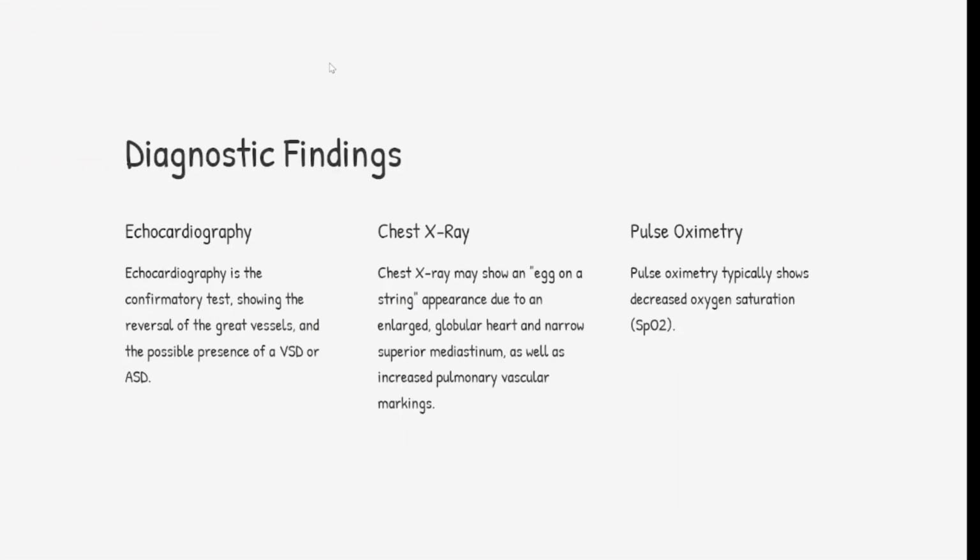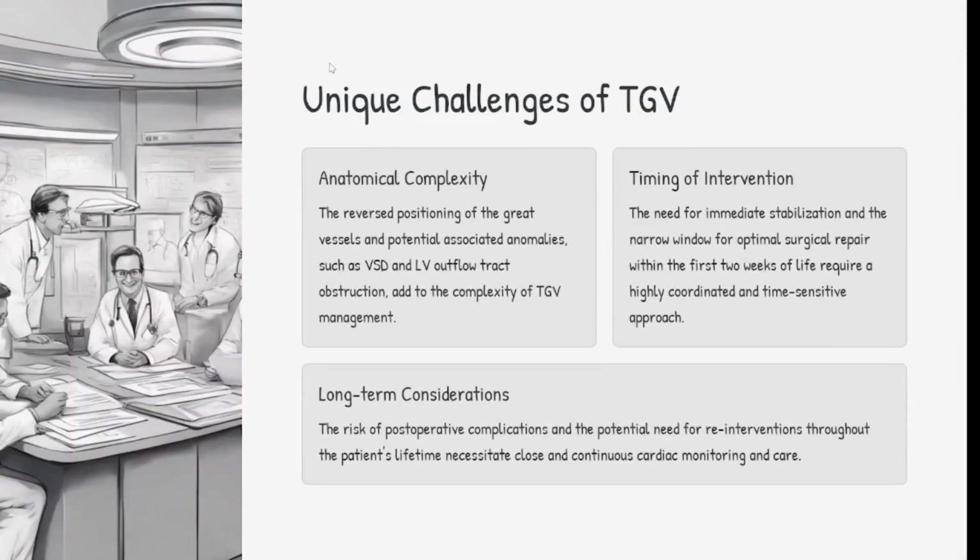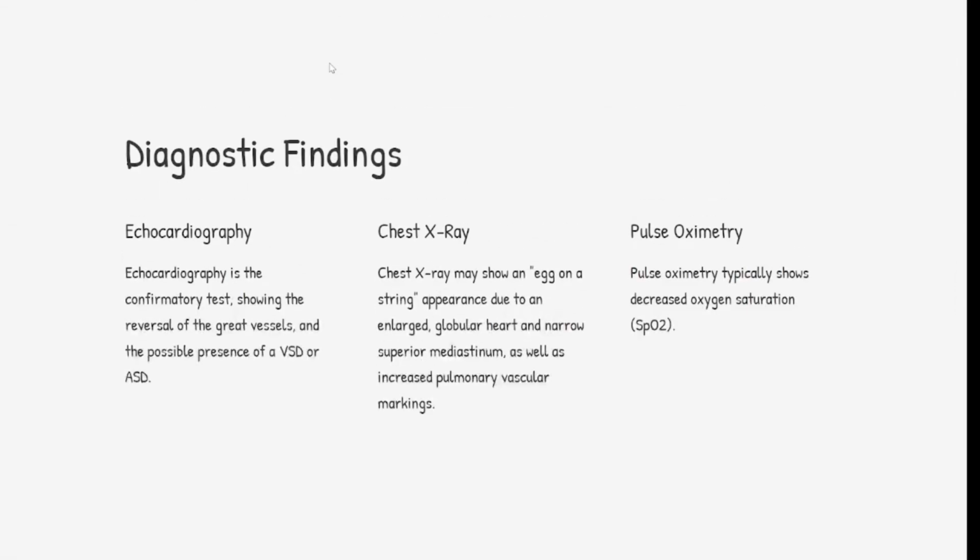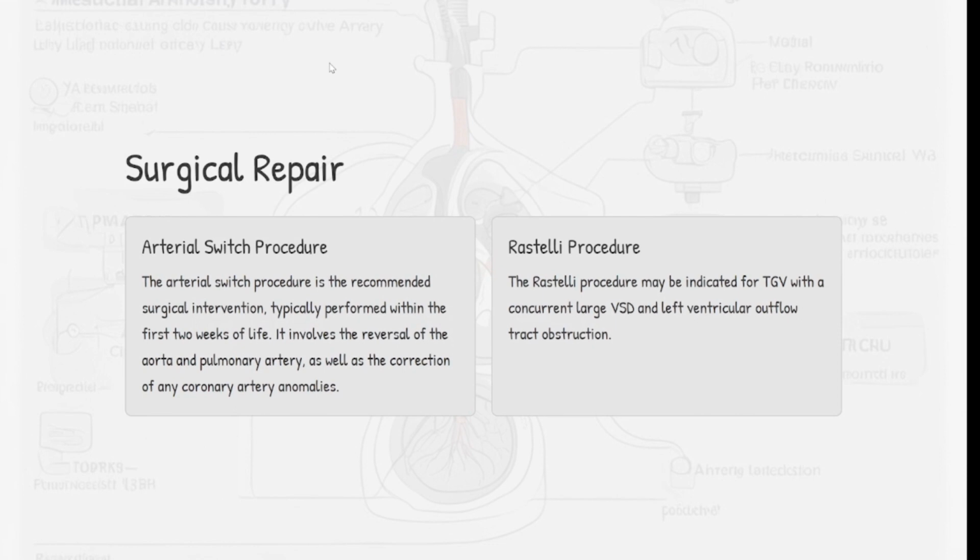Treatment details: pharmacological, PGE1 infusion, e.g. alprostadil. Surgical, arterial switch procedure, Rastelli procedure for specific cases. Supportive, oxygen therapy, possibly inotropic support pre-surgically.